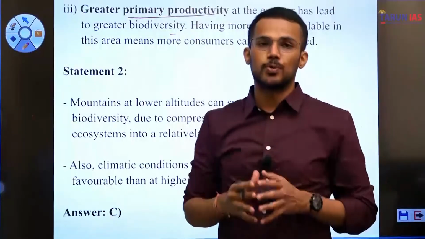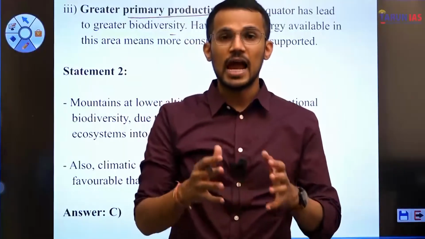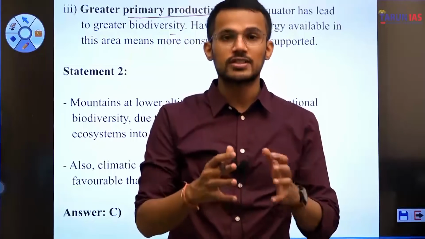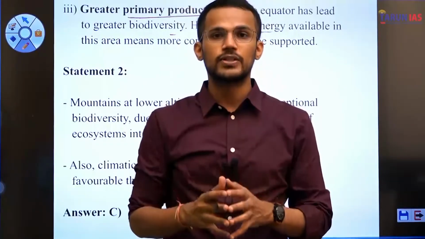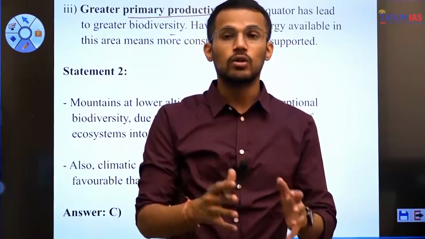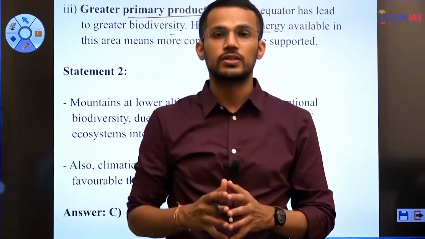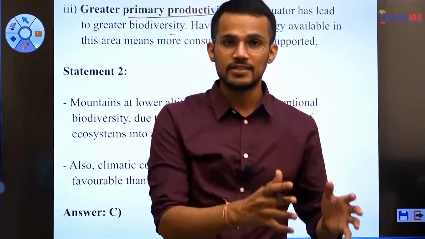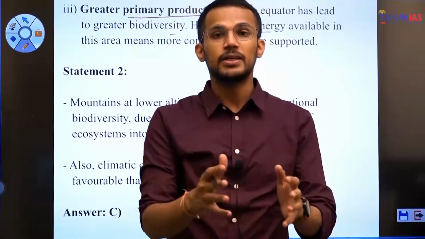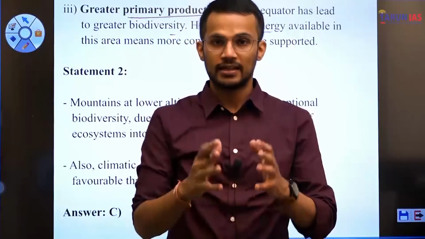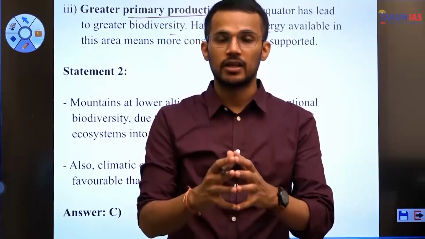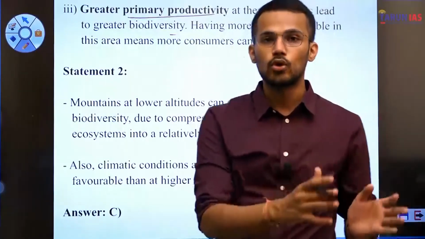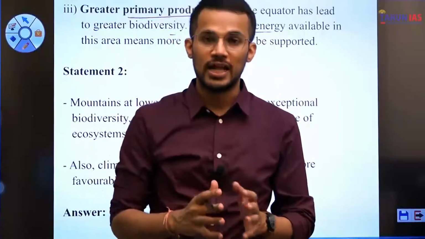Moreover, greater primary productivity at the equator has led to greater biodiversity. What is primary productivity? Primary productivity is the rate at which biomass is accumulated at the level of producers. And as conditions are favorable in the equatorial and tropical regions for the growth of producers, we have more producers, and with more producers we will have excellent primary productivity in the equatorial as well as tropical regions. And as the primary productivity of producers is more, they'll be able to feed more trophic levels, and hence biodiversity is more in the tropical and equatorial locations. And that's why the equator or tropical locations have more biodiversity than higher latitudes.